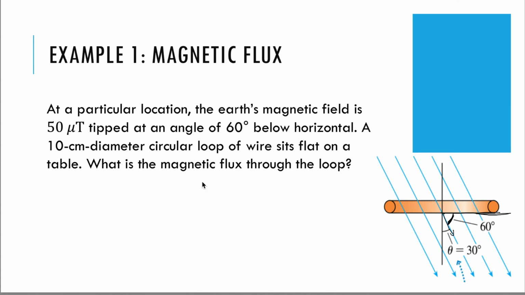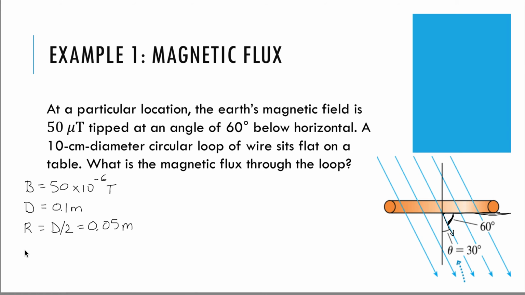So let's go ahead and define our givens. We are given the magnetic field, which is 50 microteslas, which is 50 times 10 to the negative 6 teslas. We know that we need the area of the loop. We are given the diameter. So the diameter is 10 centimeters. Let's convert that to meters. That's 0.1 meters. To find the area, which is pi r squared, we need the radius, which is half of the diameter. So that means that the radius is 0.05 meters.